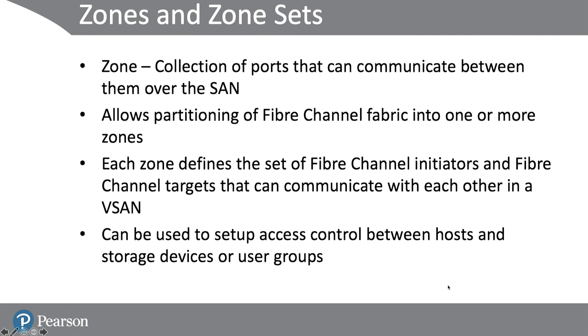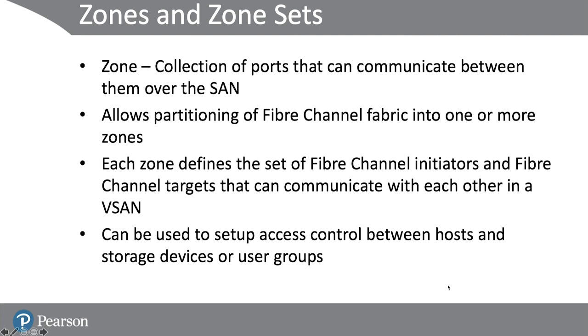In this sub-lesson, we are going to understand how zoning works on Cisco UCS and how to implement zoning using the UCS Manager. Let's first talk about zone and zone sets. A zone is a collection of ports that can communicate between each other over a SAN environment. You can understand a zone as a private environment which will allow communication only between the ports which are part of that zone. Anything outside the zone will not be allowed to communicate.